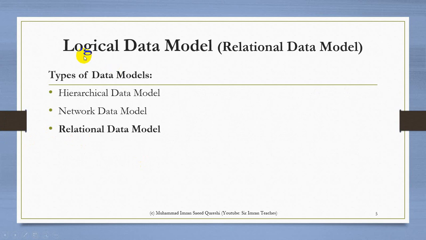Now we have a few types of data models: hierarchical, network and relational data model. We have a few others, that is object oriented data model and object relational data model, but we will study the hierarchical a little bit and network, and then we will move towards the relational data model.